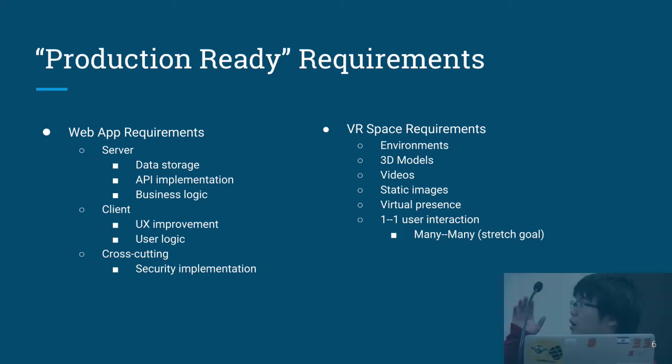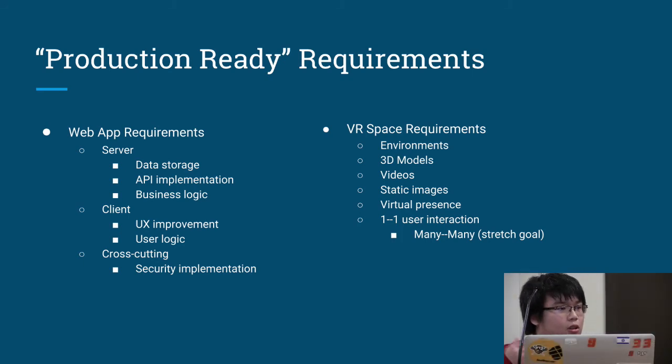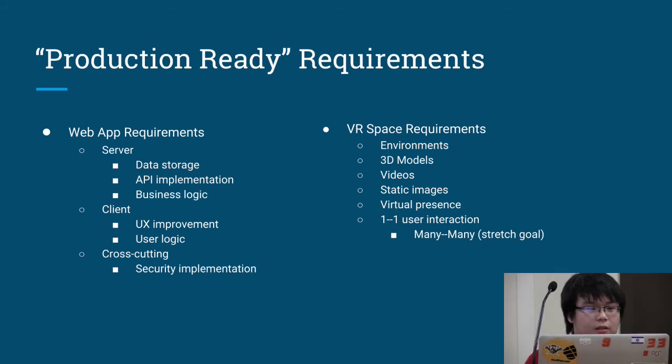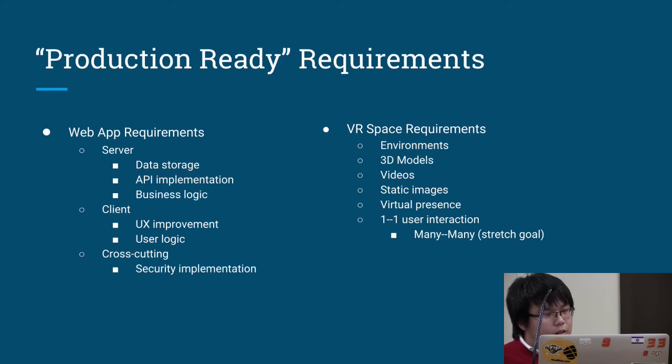production-ready requirements. There were two sides to this. The web app requirements, which included server, client, and cross-cutting, and the web VR requirements, which included configurable environments, assets such as 3D models, images, and videos, and what we're defining as virtual presence, the most important part, coming from the one-on-one user interaction, with many-to-many as a stretch goal.